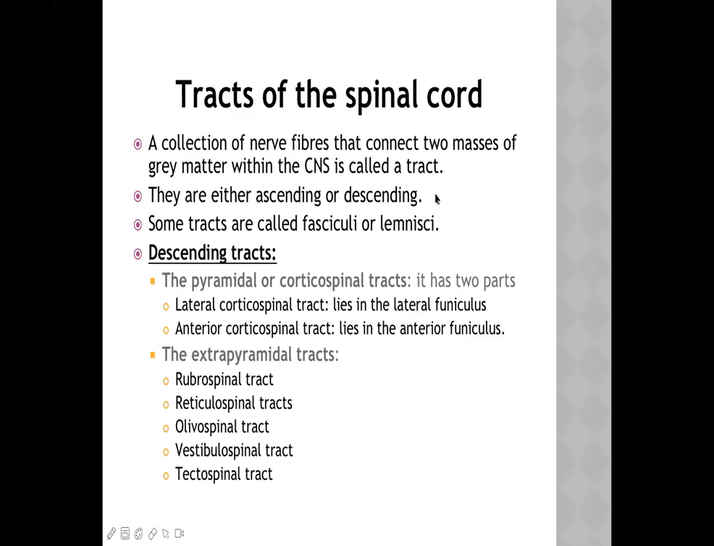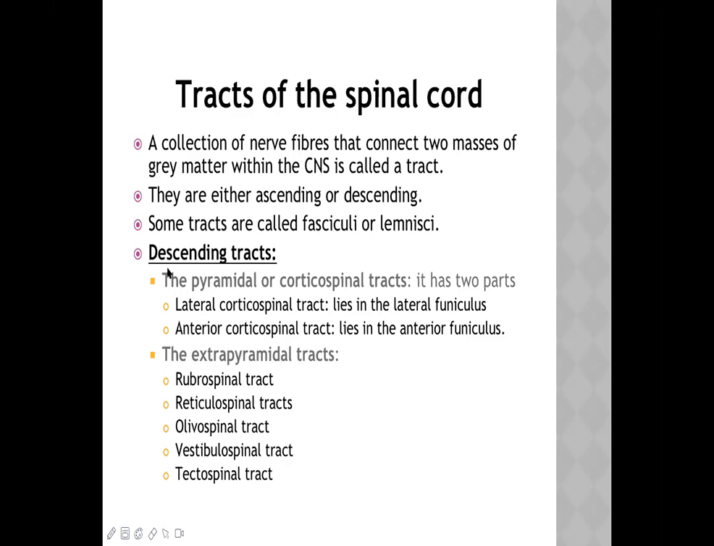They are either ascending or descending, and some tracts are called fasciculi or lemnisci. According to the different location, the different names have been given. Fasciculus gracilis and fasciculus cuneatus is a very familiar name for us, and they are present on the posterior part of the spinal cord. Okay, so they are also the bundle of white matter. Lemnisci, medial lemniscus, okay, lateral lemniscus, spinal lemniscus. There are different terms there. They are also the bundle of white matter or the bundle of axon.